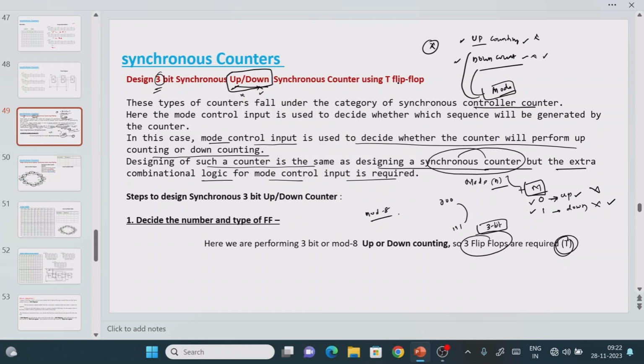Once that is done, we'll draw the truth table for the up counting as well as the down counting, so that you will understand clearly when to perform up counting and when to perform down counting. Once it is completed, we will follow the same procedure for designing synchronous counters. The only thing you need to remember is that an extra variable, mode, is added here, which is used to control the up as well as the down counting operation.